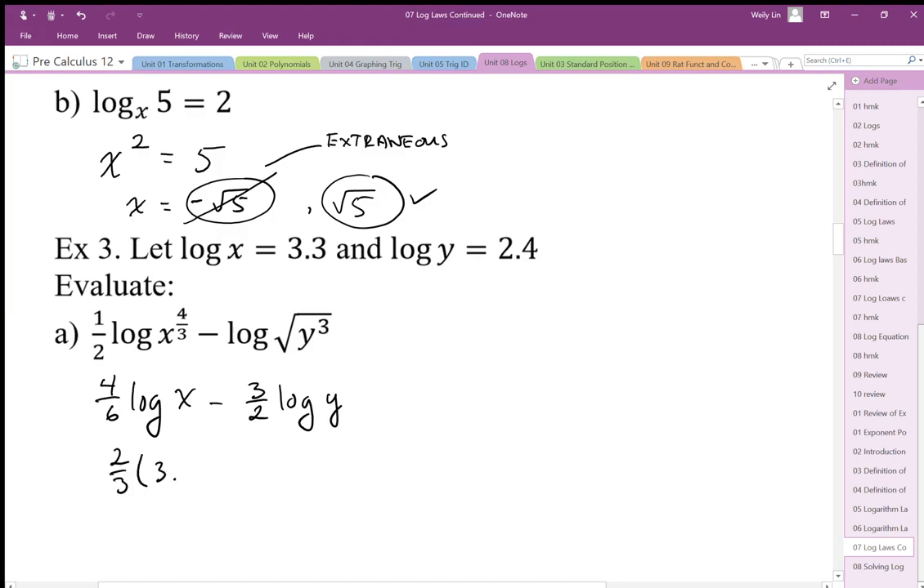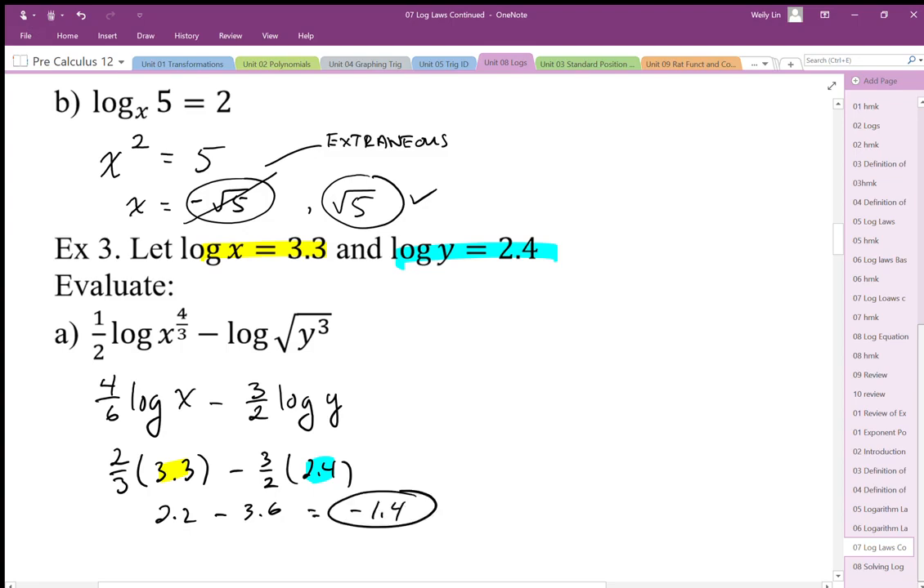I can replace the log x with 3.3, and I can replace the log y with 2.4. Okay, so I got those values from up here, and I got this one from up here. And then I can evaluate this numerically. So what does that work out to be? 2.2 minus 3.6. Okay, so I get negative 1.4 as my solution.